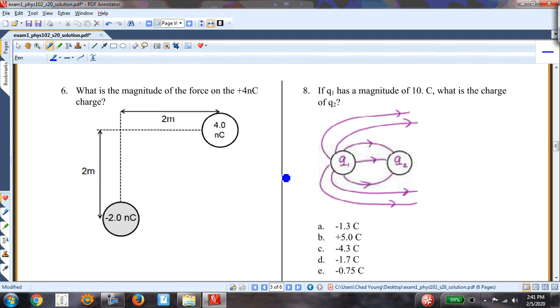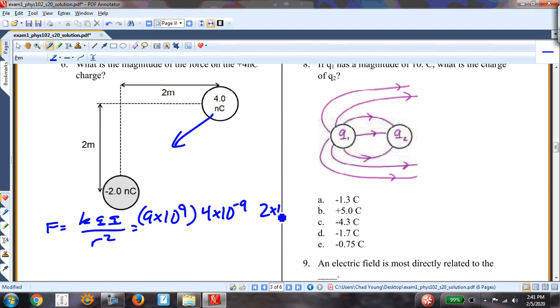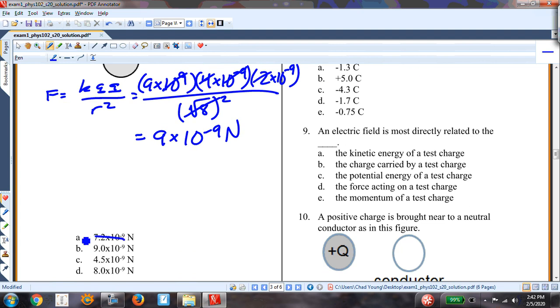What is the magnitude of the force on the plus 4 nanocoulomb charge? All right, so I want to know the magnitude of the force on this charge, which is going to be down in this direction. F is equal to kqq over r squared. That's 9 times 10 to the 9th, 4 times 10 to the minus 9, 2 times 10 to the minus 9, divided by this distance. Oh goodness, it's the square root of 2 squared plus 2 squared equals the square root of 8. I'm just going to leave it as square root of 8. You'll see why. Because if I square that, it just becomes 8. And I can do some cancellations. There, there, there, there, and there. And I'm left with 9 times 10 to the minus 9 newtons. Oh, B is the right answer.